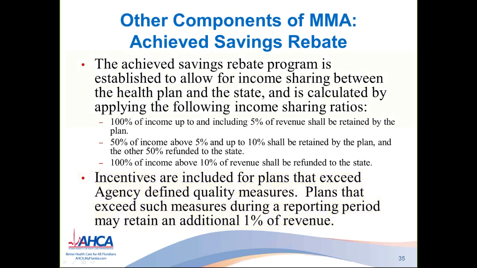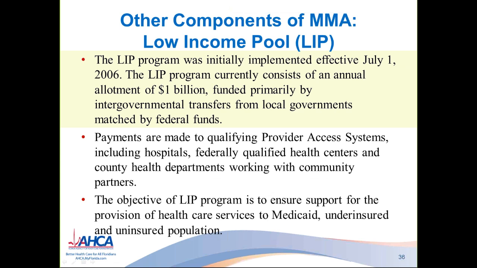Another component of the MMA program is the low-income pool, also known as LIP. The LIP program was initially implemented on July 1, 2006. The LIP program currently consists of an annual allotment of $1 billion, funded primarily by intergovernmental transfers from local governments and matched by federal funds. Payments are made to qualifying provider access systems, including hospitals, federally qualified health centers, and county health departments working with community partners. The objective of the LIP program is to ensure support for the provision of health care services to Medicaid, underinsured, and uninsured populations.